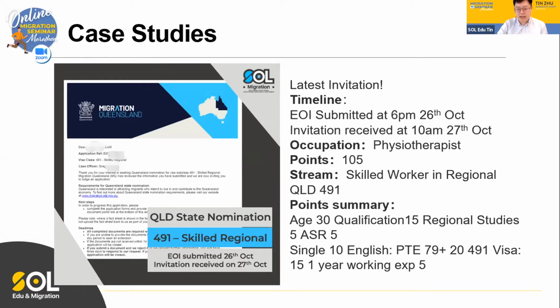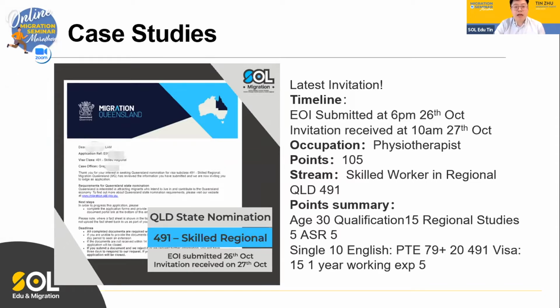This applicant is single and achieved PTE 79, which is superior English level, and has 1 year of related working experience. And for the 491 visa, it automatically adds 15 points. Total points is 105. That's why this applicant received an invitation so quickly, because she has high points and the occupation is quite good for physiotherapists. So this is the first invitation we received since they opened.